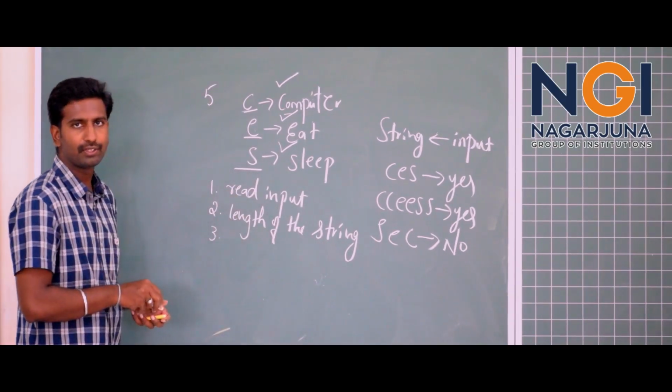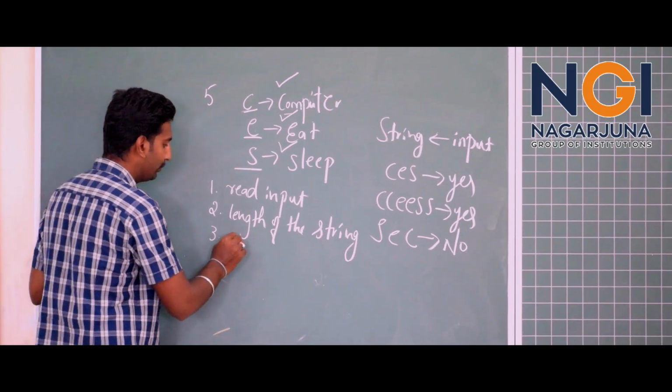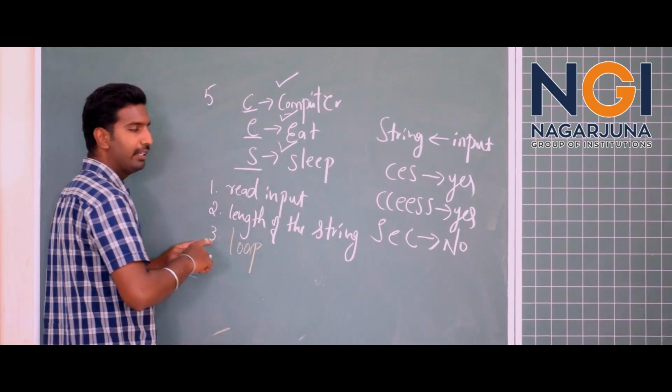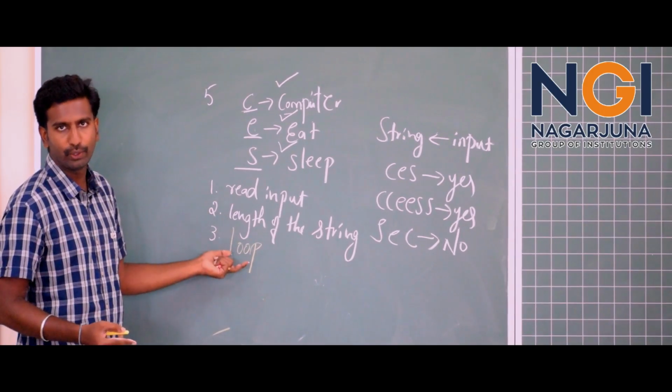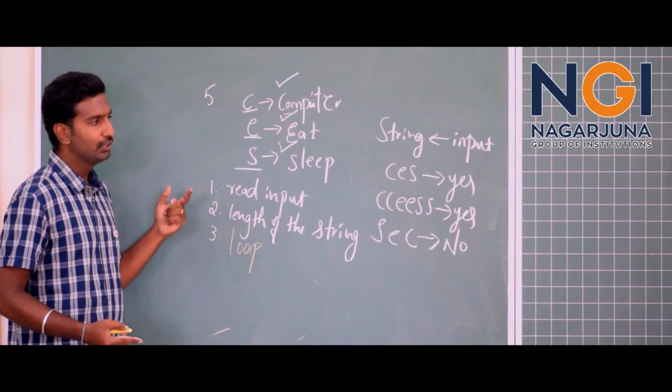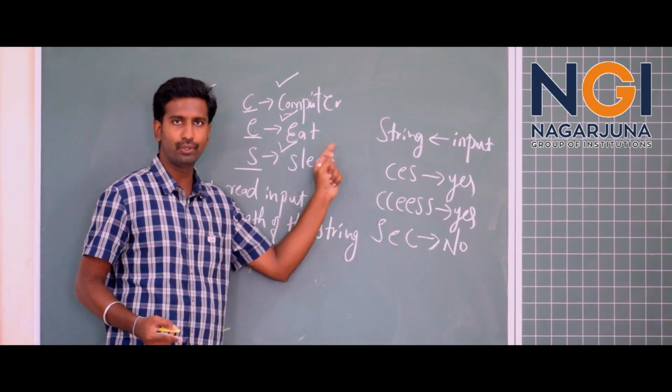After computing the length of the string, the next process is to use a loop. We need to loop over all the elements of our string. How do we loop? It is left to you. Either use a while loop or a for loop. You need to loop across all the elements of your string.